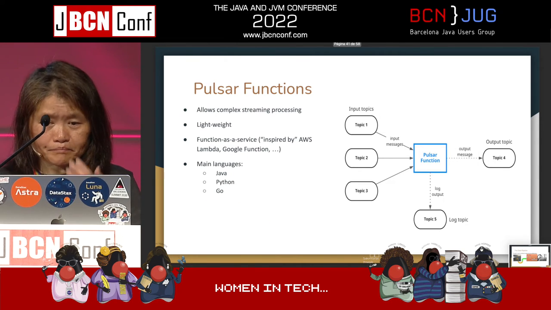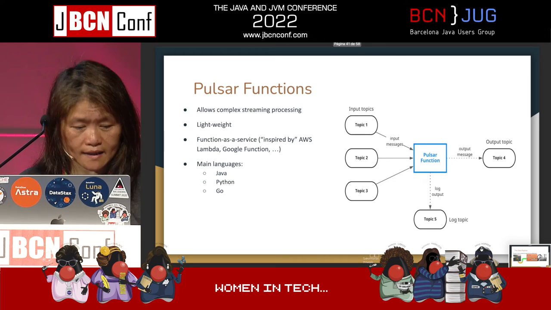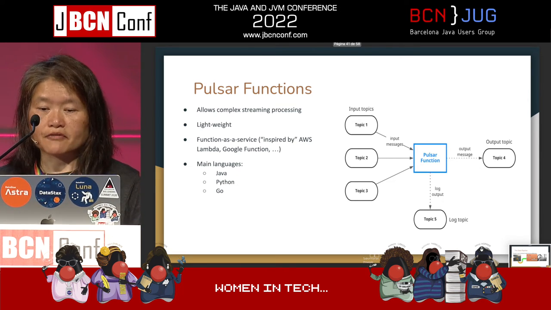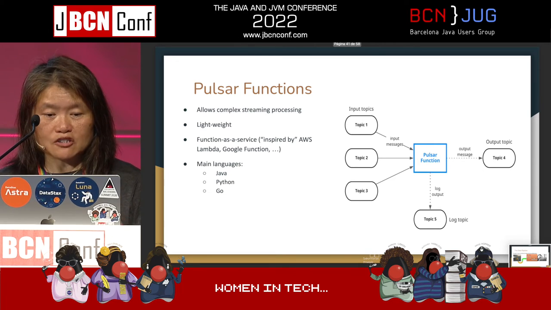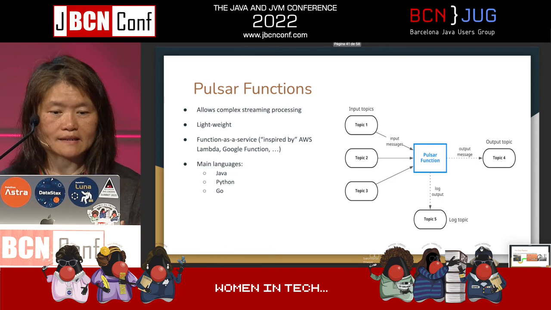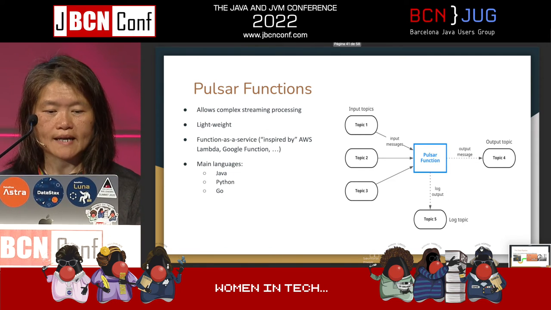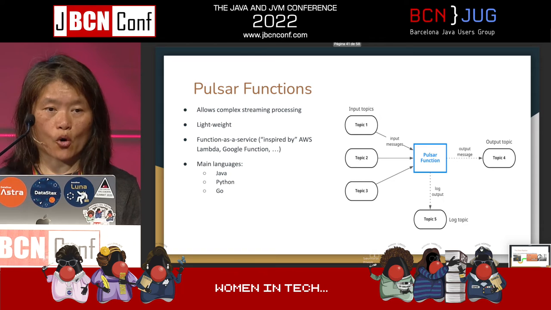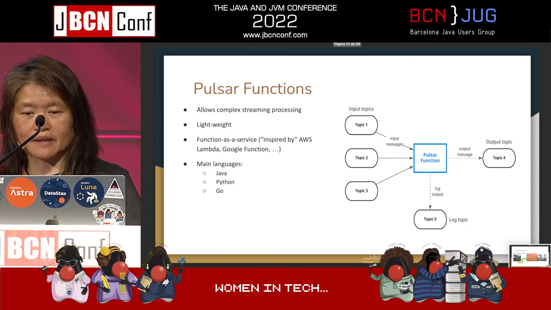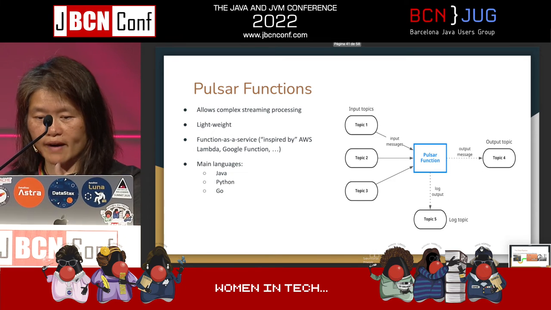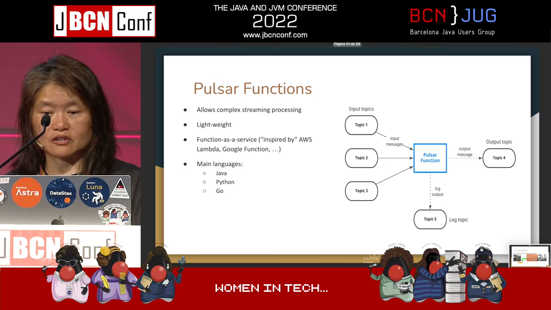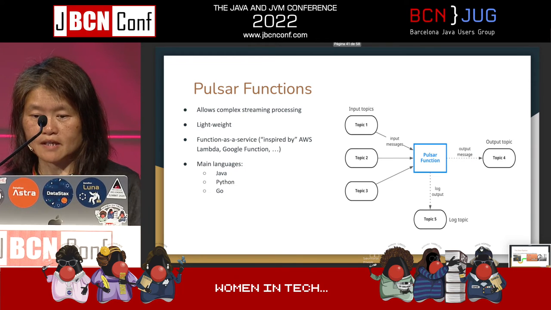Okay, and just another explanation: Pulsar functions allow for complex stream processing, are very lightweight, and are essentially functions as a service. They're inspired by AWS Lambda, Google Cloud Functions, all of these things. And you can use Java, Python, and Go at this point. As you can see, you can have different topics with messages coming in through the Pulsar function. You can transform them, and there are also log outputs. You can also write the logs to another output topic, for example.